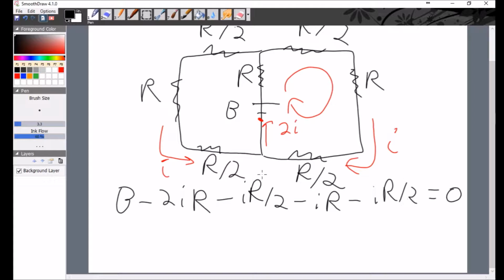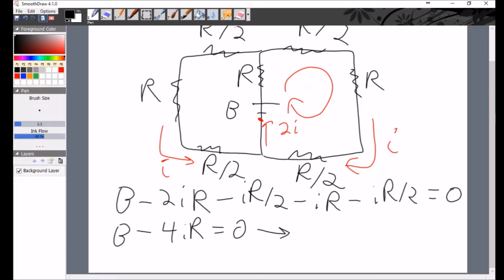So what I can do is I can group all of these things together. They've all got an IR. So I've got a, let's say it's minus, 2. I've got a 1, so that gives me 3. And then these two combine to another 1, so that gives me a total of 4. So I get a total of 4 IR equals 0.